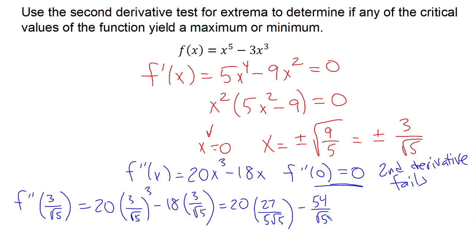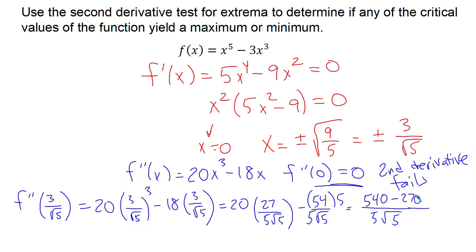Well, to figure out whether this is positive or negative, which is really all that matters, I just need to get a common denominator. So I'll put a 5 down there and a 5 here. Now the denominators don't matter, and it's really just figuring out if 20 times 27 is more or less than 54 times 5. So our denominator is still going to be 5 root 5, but in the numerator, 20 times 27 is going to be 540, and 54 times 5 looks like that's 270, right?